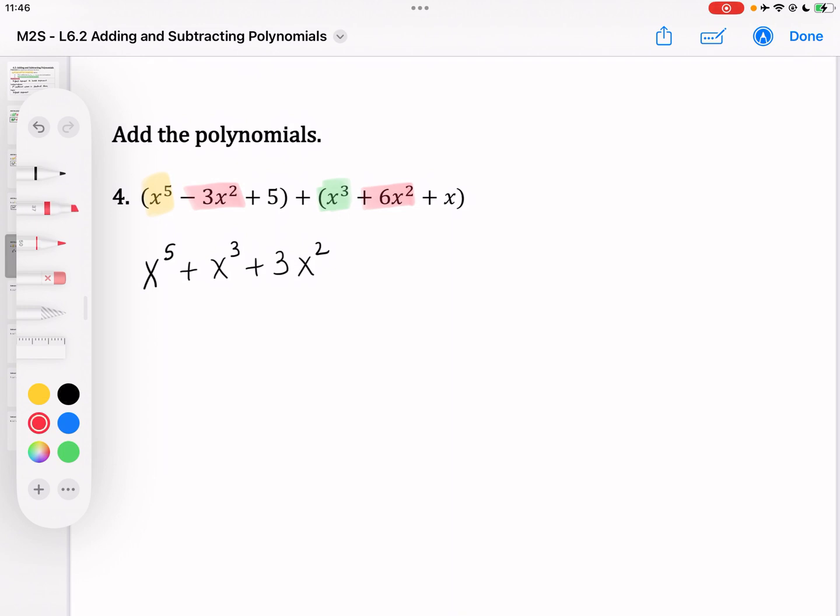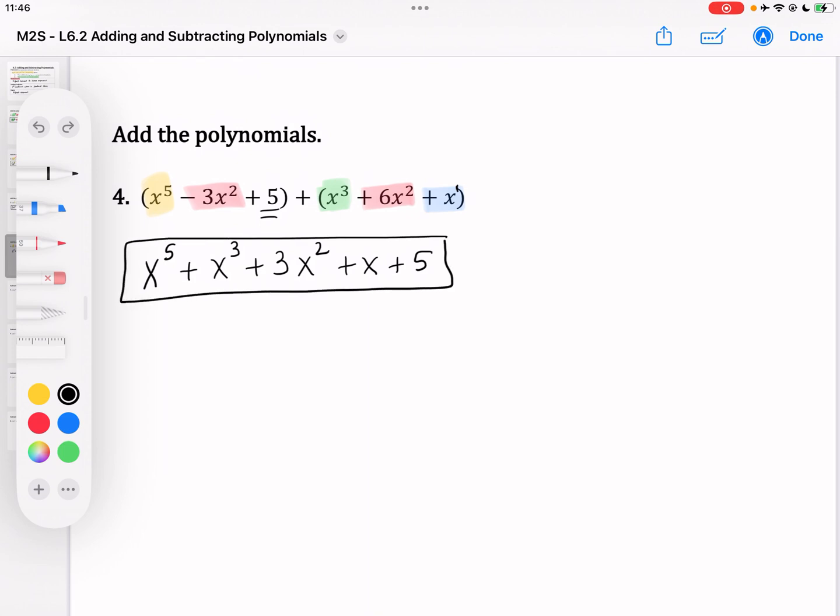After the exponent of 2 is just your term with just an x, which is this one right here, or x to the 1st. Because remember, this is technically to the 1st power. We just don't write it. And then we're left with our 5, so plus 5. So this problem didn't actually have a lot you needed to add. The only 2 you needed to add were the ones I highlighted in red, so the -3x squared and the 6x squared. Otherwise, it was just putting it in the correct order.